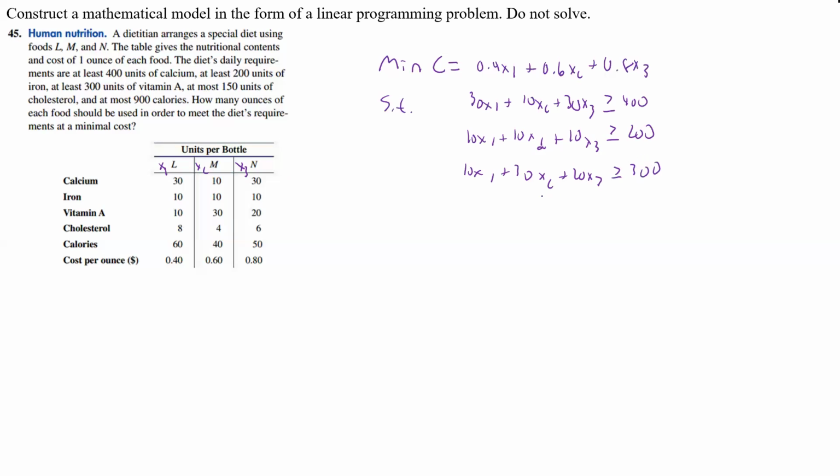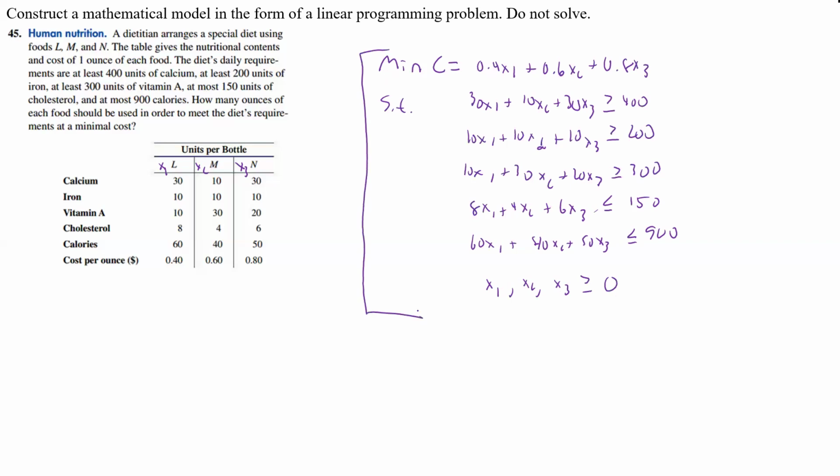And then the next one, it says 8x1 plus 4x2 plus 6x3 at most 150, so less than or equal to 150. And then 60x1 plus 40x2 plus 50x3 has to be at most 900, so less than or equal to 900. And in each case, x1, x2, x3 has to be greater than or equal to 0. All right, so that is all they want us to do, is set up that problem.